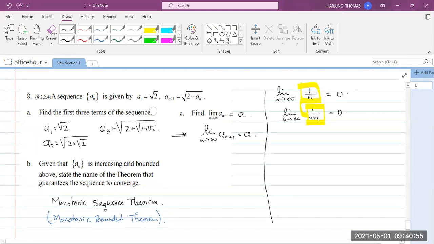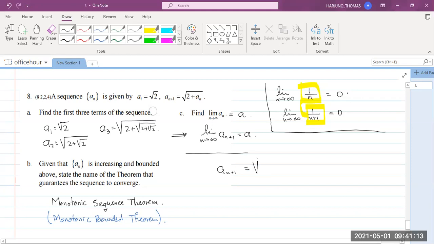Now, I will prove that later on. I think I will prove that at least to see the technicality, so we are okay not only by instinct. But suppose, knowing that this is true, which I will prove later on, then a sub n plus 1 equals the square root of 2 plus a sub n, which means I can apply the limit to both sides.